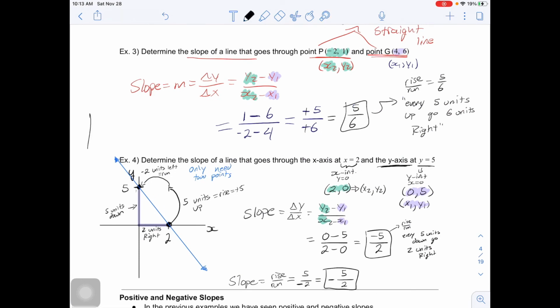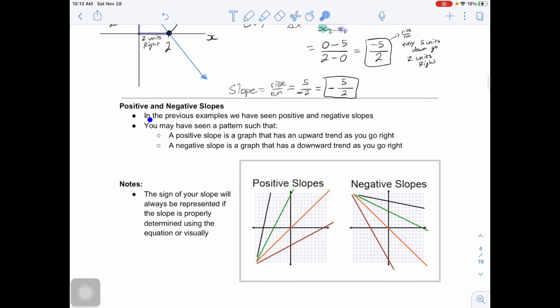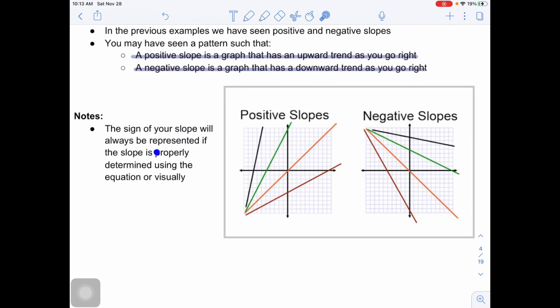This would be a line that's going upwards. This isn't exactly what the line looks like, but it would be going up because we know it's a positive slope. This is a negative slope because we're going down as you go to the right. So in the previous examples, we've seen positive and negative slopes. You may have seen a pattern such that a positive slope is a graph that has an upward trend as you go to the right. A negative slope is a graph that has a downward trend as you go to the right. So understand that the sign will be presented in the slope if you properly determine it.